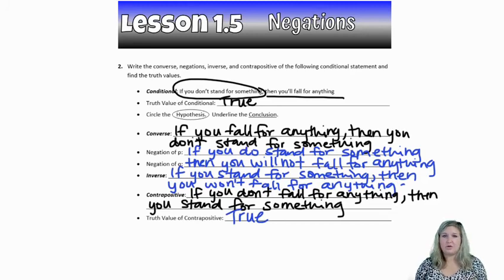Just recapping and reiterating the new vocabulary. The new one is the inverse, which negates both the hypothesis and the conclusion in the same order. The contrapositive negates both of them and flips it like the converse. The converse just flips it. I remember that converse and contrapositive both start with C, so they do the flipping part, and the inverse just negates it. So that's it for these negations. A big part is understanding the vocabulary, but also making sure you pay close attention to reading those conditional statements.